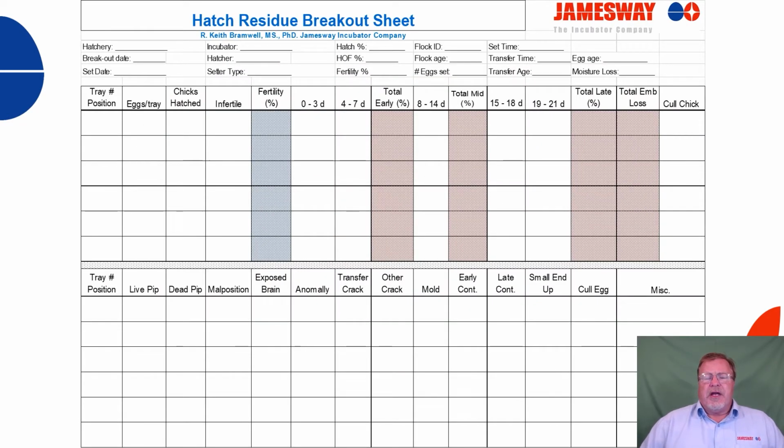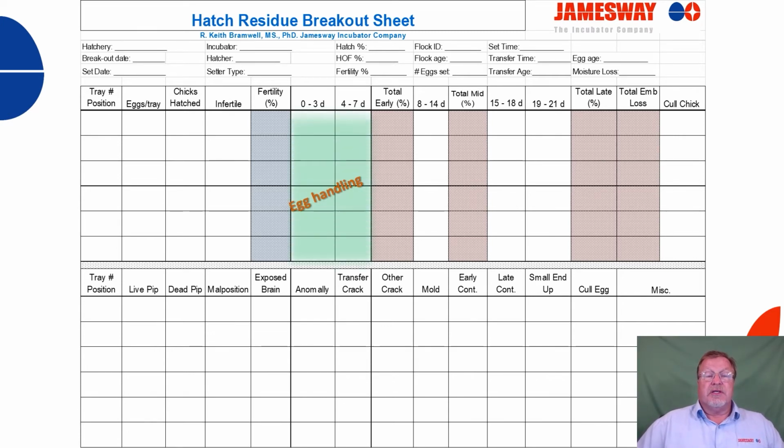The embryo breakout sheet I use allows me to record as much data as possible without getting too cumbersome. And I think that's the important part, is really getting enough data that we will actually gather and not be overwhelmed by it. That first, any embryo losses in that first week, remember, can be attributed to egg handling issues.